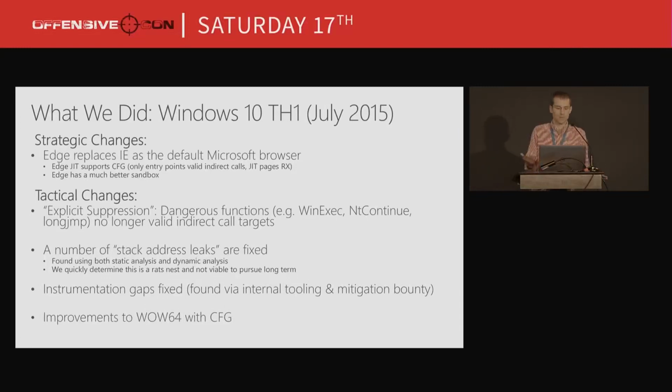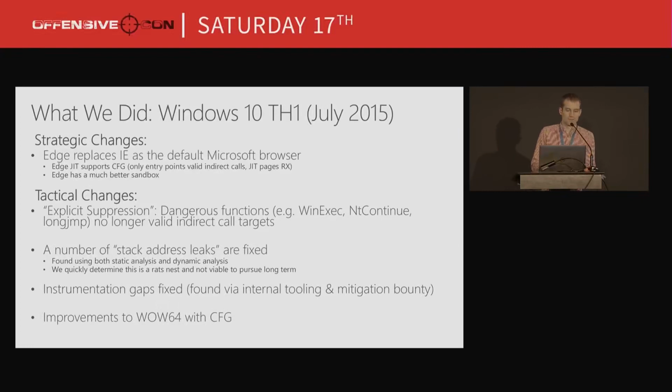One of the things we did was something that we called explicit suppression. We realized, hey, attackers are calling WinExec and NtContinue because these functions are valid indirect call targets. And we don't think that anyone should ever actually be calling these things indirectly. So we're just going to go and mark those as invalid call targets.